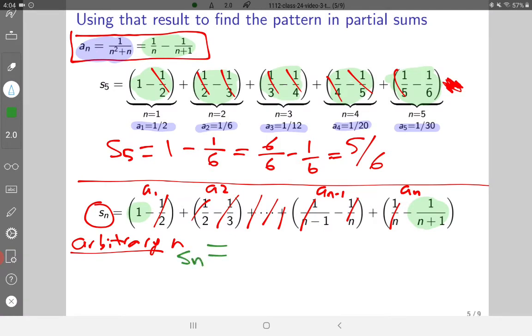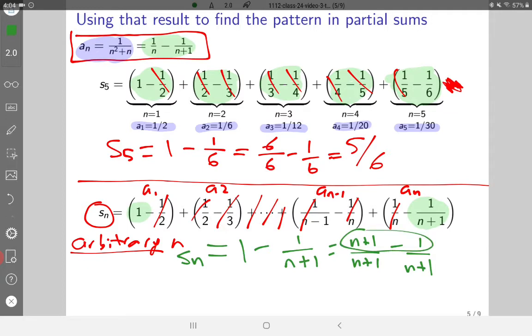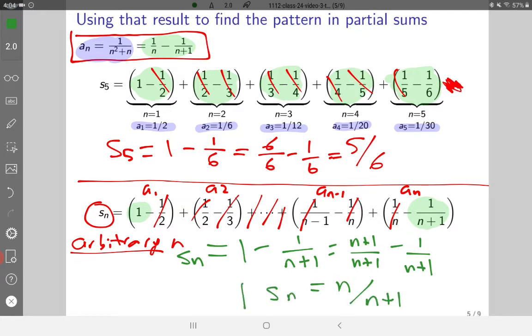And so all of that adds up to, the nth partial sum is going to be 1 minus 1 over n plus 1. Or in other words, n plus 1, n plus 1ths, minus 1 of them. And so in the top, what's n plus 1 minus 1? The ones subtract, cancel out, and I just get n over n plus 1. That's the nth partial sum of this series.